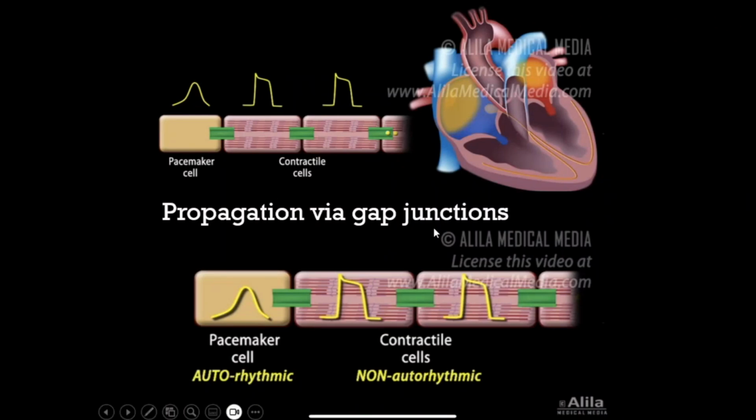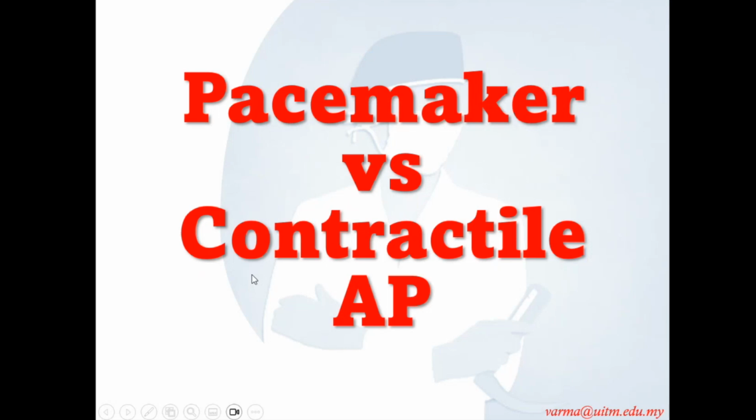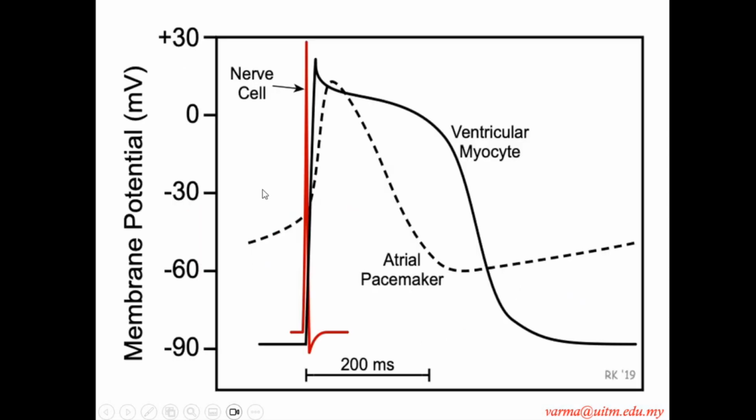Okay, the gap junction. Myocardial cells have specialized features like syncytium and gap junction. This is how propagation occurs in cardiac muscle. Pacemaker versus contractile will be asked in SAQ or also in Viva. You have to be able to draw like this.